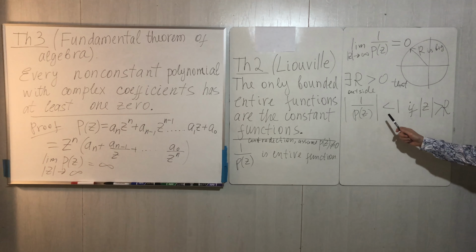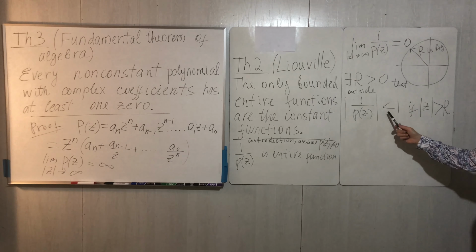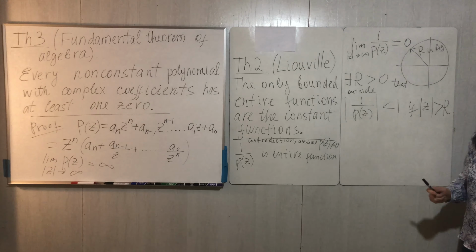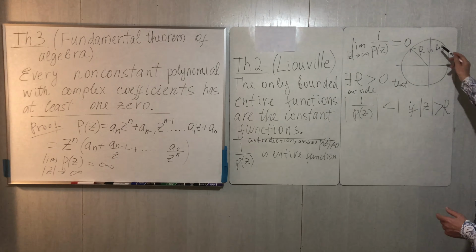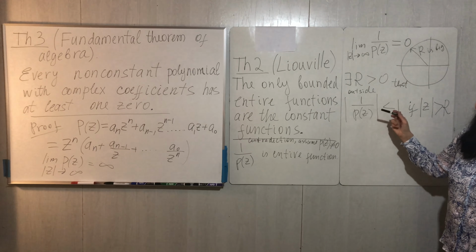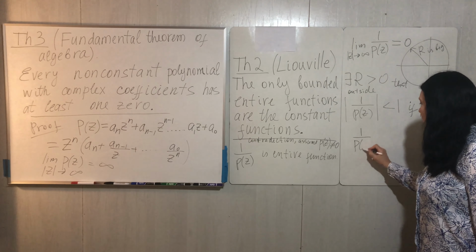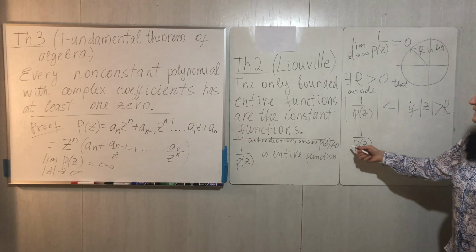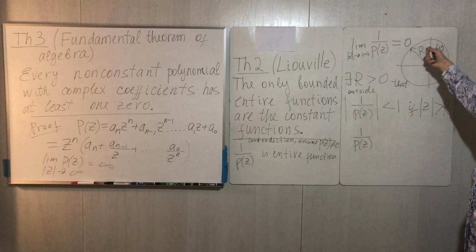So what did we establish? We established that our function is less than 1, which means our function is bounded outside of this disk. Now let's see what's happening inside of this disk. Inside of this disk we have our function 1 over p of z. And we know that the function 1 over p of z is an entire function, so it means it's analytic everywhere and inside this circle as well.